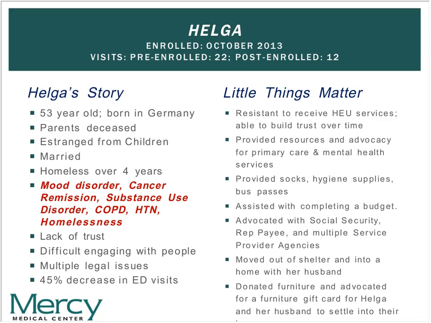She and her husband have now moved out of shelter into their own home, and we were able to help her with furniture for her new home through donations. One of the main things with Helga was her underlying mental health condition. She'd been seen by our psychiatrist, our licensed mental health counselor, and an advanced practice RN in psych. But she wasn't consistent, and she didn't consistently take her meds.